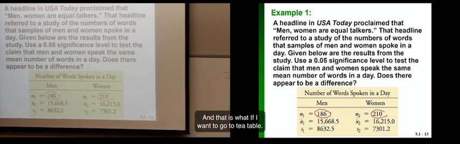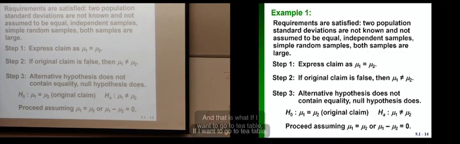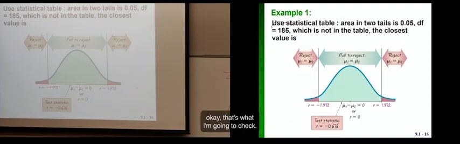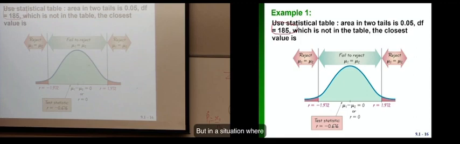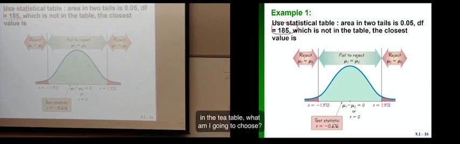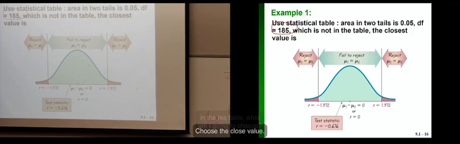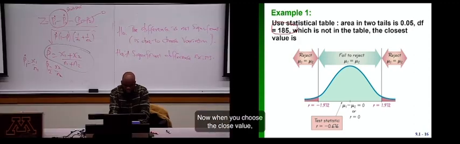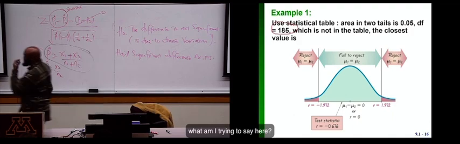And that is what I'm going to check if I want to go to the T table. But in a situation where that value may not be in the T table, what are you going to choose? Choose the closest value. Does that make sense? Because it's not all the time you're going to see that degrees of freedom value in the T table. Now, when you choose the closest value, what am I trying to say here?